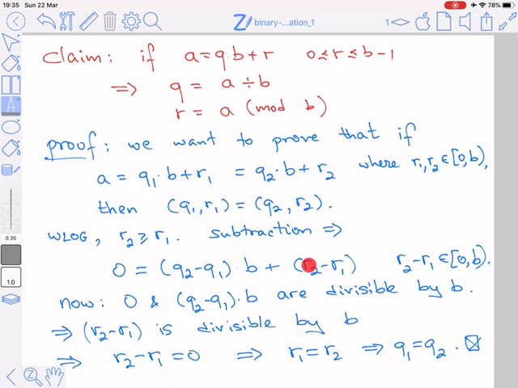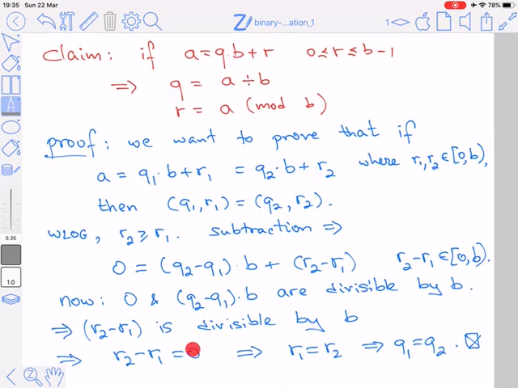This means that R2 minus R1 is also divisible by B. What does it mean that it's divisible by B? I know that this difference, R2 minus R1, is a number in the set 0, 1, 2, 3, up to B minus 1. But the only number in this interval which is divisible by B, because this interval does not include B, is 0. So I conclude that R2 minus R1 is 0. This means that R1 equals R2. But if R1 equals R2, then Q1 has to equal Q2, and that completes the proof.